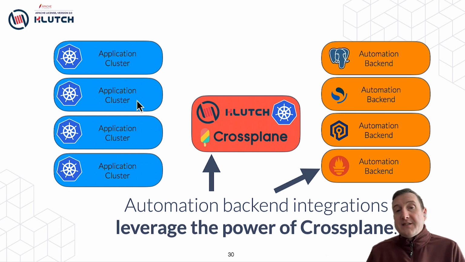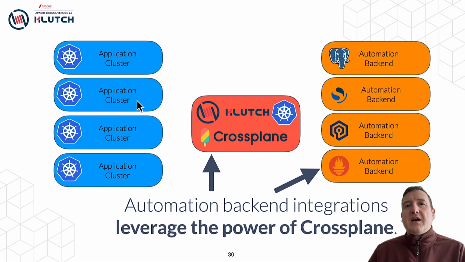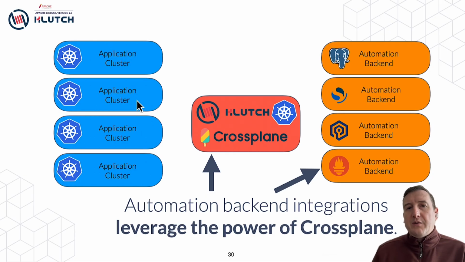Writing automation backends leverages the power of Crossplane, as Crossplane is the way to go when you want to reconcile resources that are not necessarily in Kubernetes, using Kubernetes control loop and declarative approach to reconcile those external resources. So in Klutch, you're basically writing integrations for automation backends using Crossplane, telling Klutch how to create a service instance, how to create a service binding, how to create a backup and a restore.